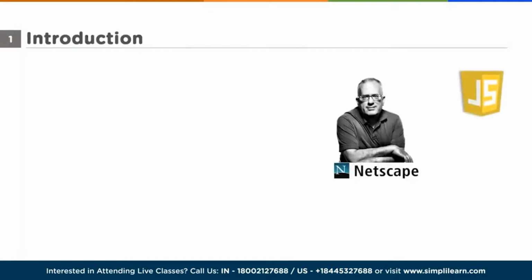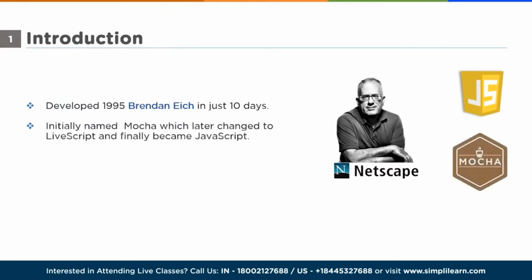JavaScript was developed in the year 1995 by a person named Brendan Eich. Brendan was working for Netscape Communications while he developed JavaScript in 10 days. There were a few changes in the name of JavaScript. Initially it was Mocha, which was later changed to LiveScript, and then it finally became JavaScript.